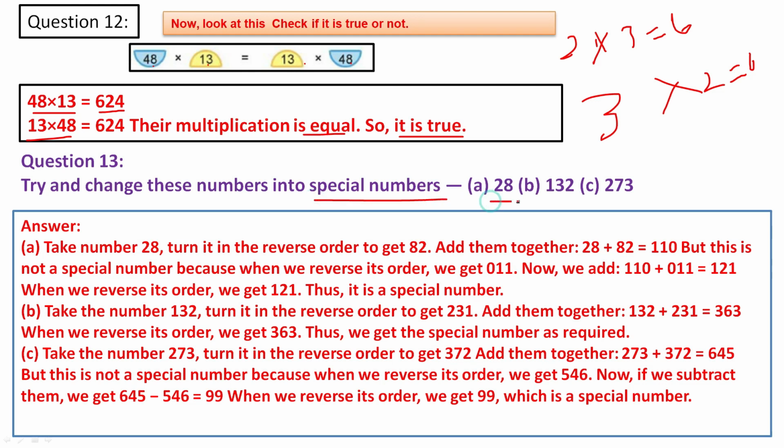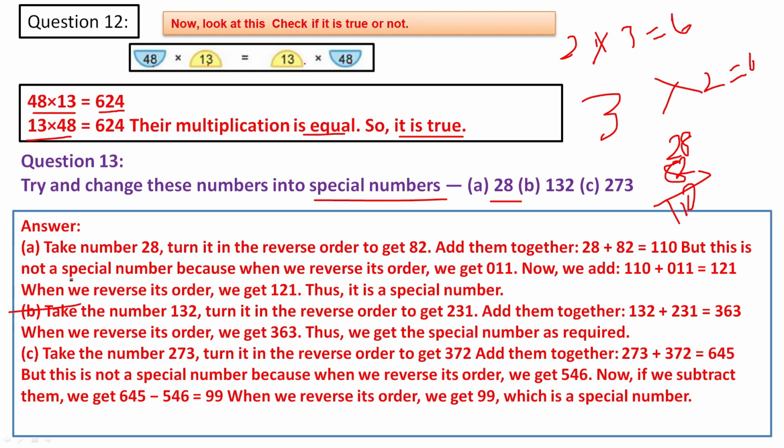We are going to change into a special number. So take a number 28. Turn it to the reverse order. 28, reverse order 82. Then add. So you are getting 110. But this is not a special number.